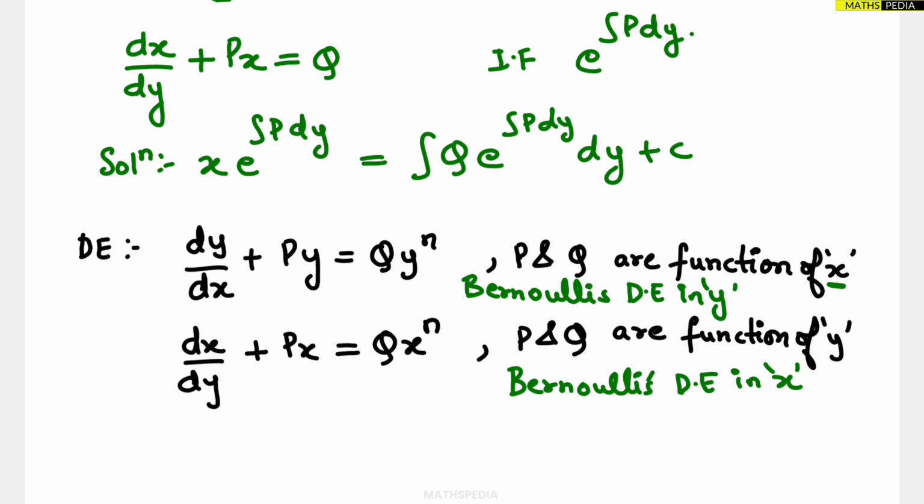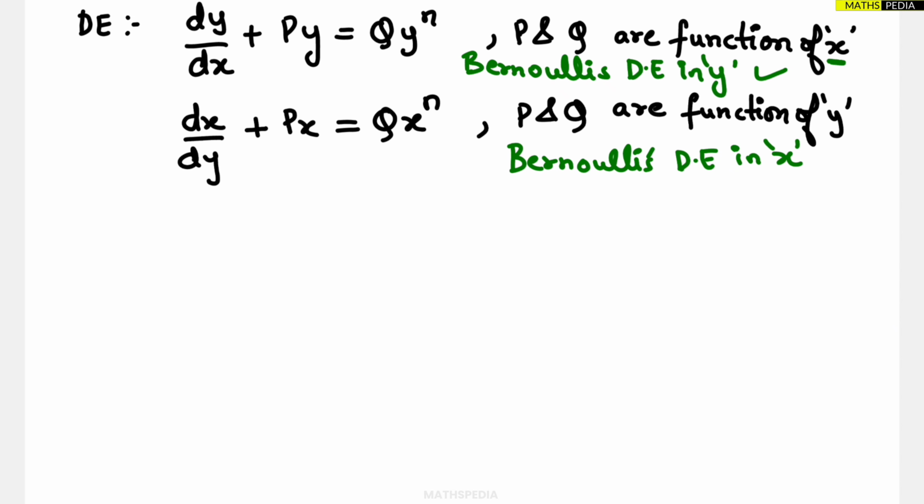Okay, so we'll be dealing with Bernoulli's equation in one variable and solving problems based on that. We'll first discuss the steps. Whenever you get a question of the first type, what is the step we have to follow? The first step is to divide.